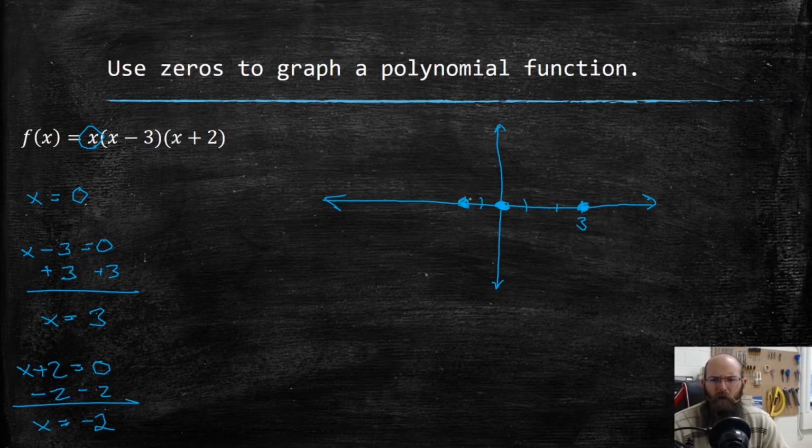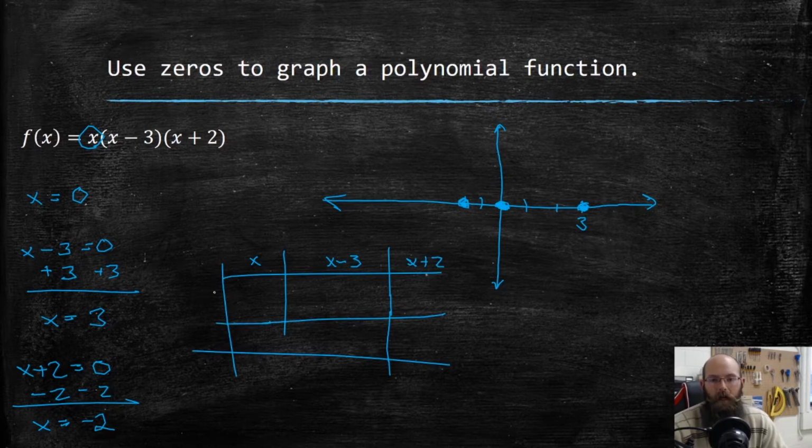Now I need to figure out, what does this graph do, right? Does my right side go up? Does my right side go down? What's happening here? So I'm going to make a little table, and I'm going to plug some stuff in. So let's see, the x chunk, the x minus 3 chunk, and the x plus 2 chunk.